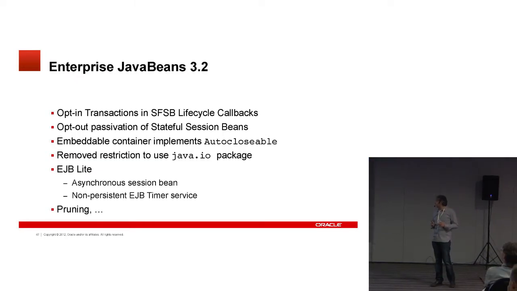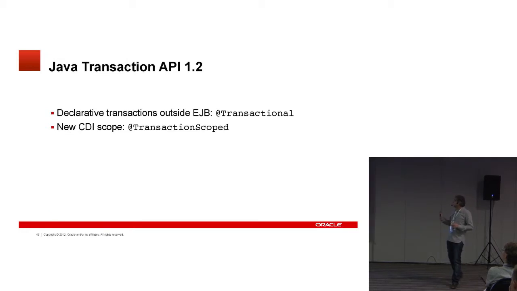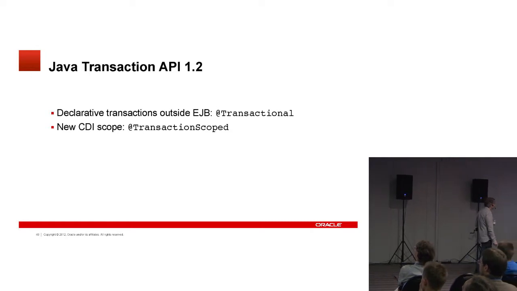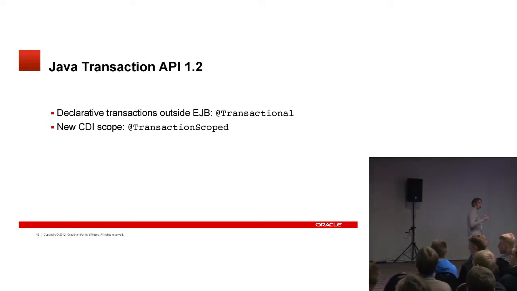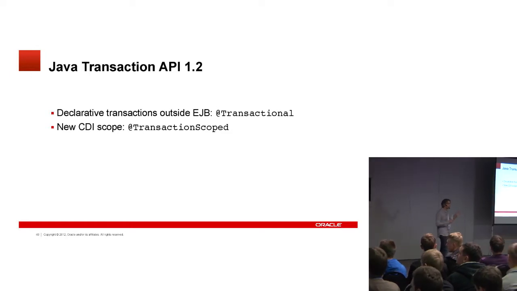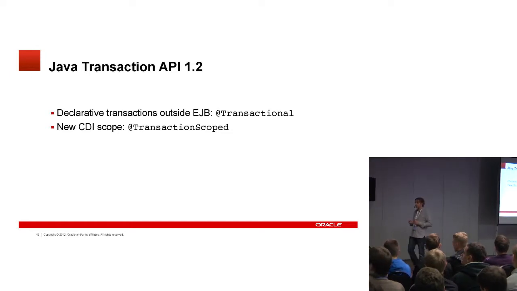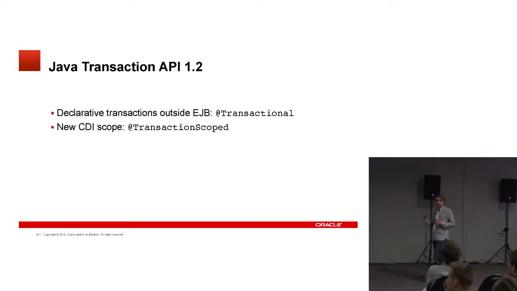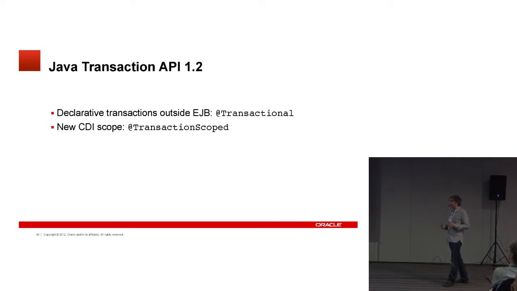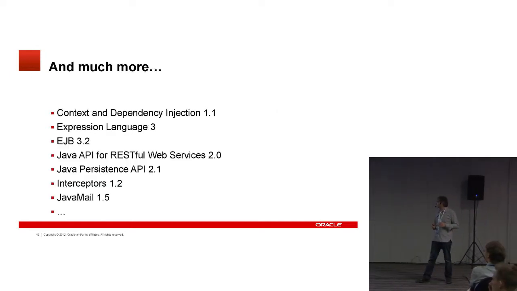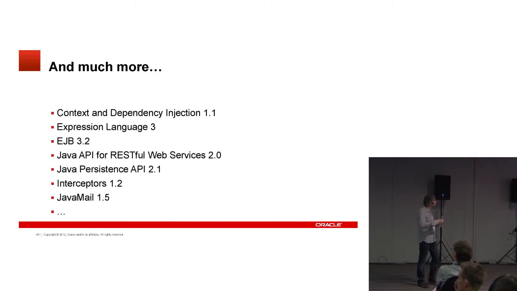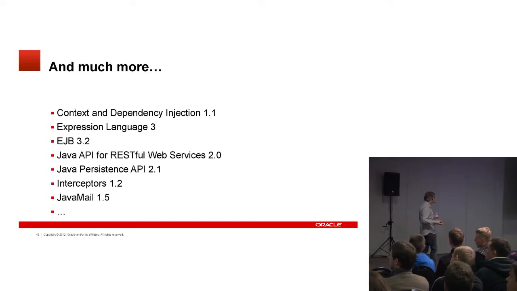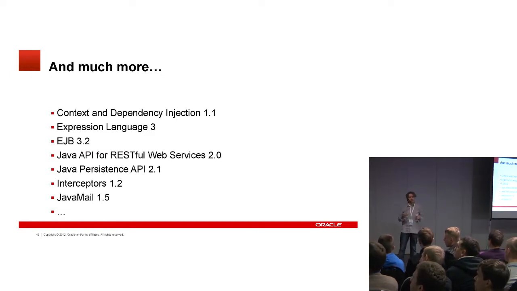EJB 3.2, well, I will maybe skip that one. Transactions. Until now, if you wanted to do transactions, you had to do that within the EJB container. Now, using JTA 1.2, so in Java EE 7, you can have transaction demarcation within CDI managed beans. So you don't have to be within the EJB container. It's another way to simplify how you write your code. There are way more capabilities that I don't have the time to talk about today. I've barely scratched the surface of what Java EE 7 is.